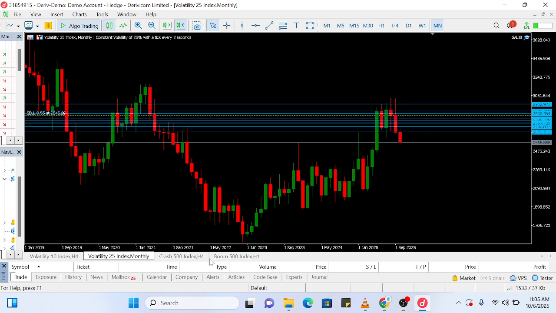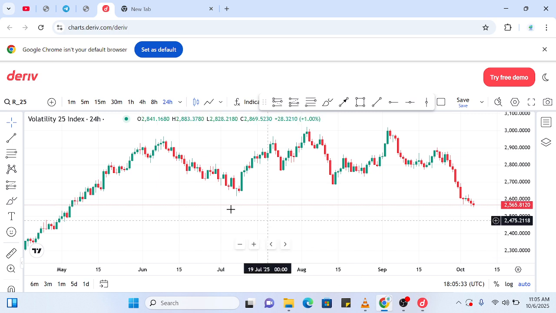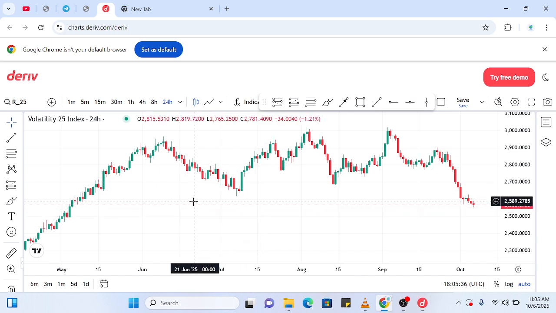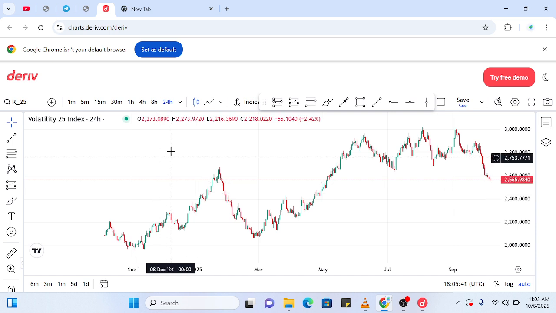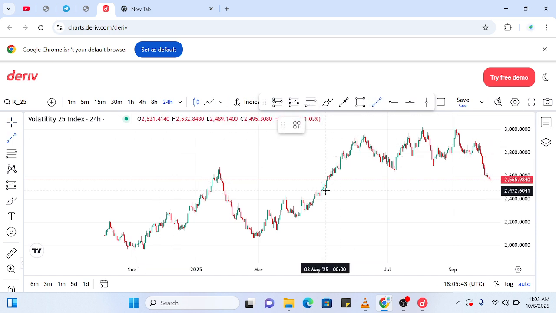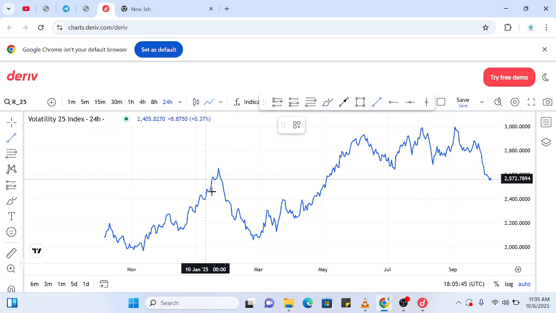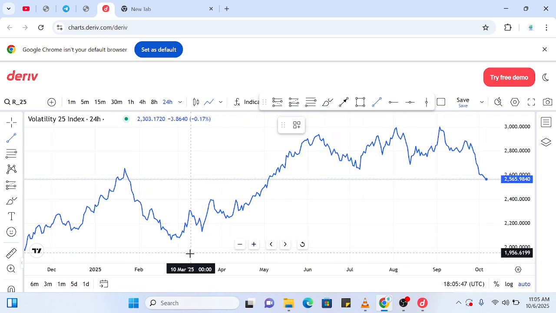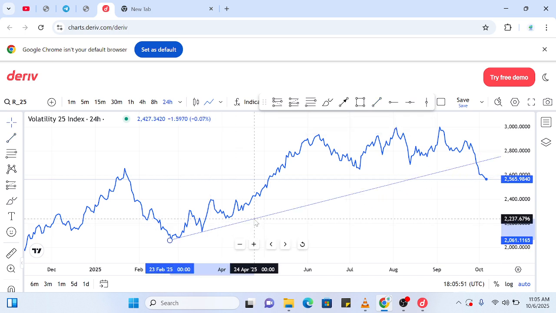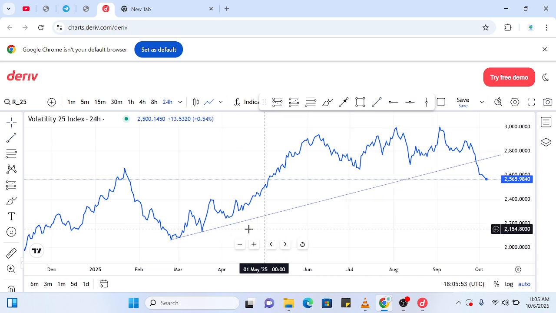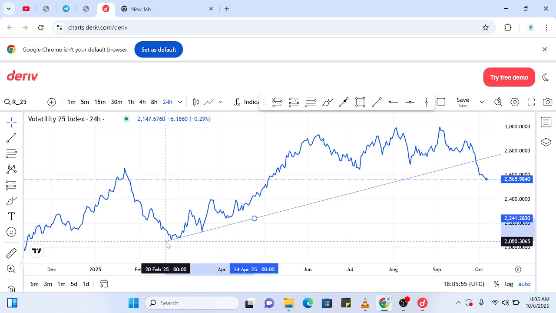So let's get back to our TradingView terminal and see what we have. We've already seen that we're on a downtrend. One thing I was able to do was move down to the line graph and fix my trend line.